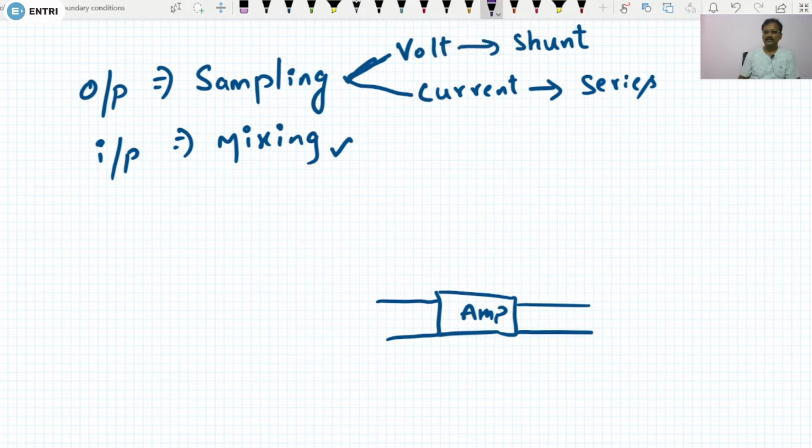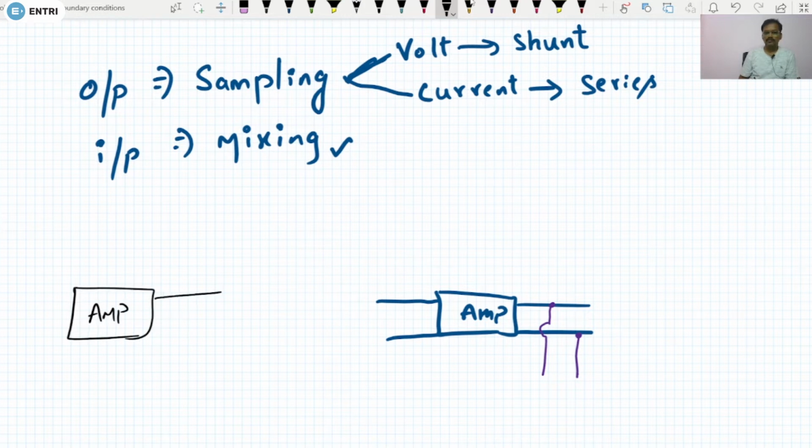At the output, you are sampling the voltage. If you want to sample the voltage, you have to take the voltage here like this. This is called sampling the voltage, which means you have to connect in shunt here. And if you want to sample the current, in that case how do you have to connect? See here, I am talking about the output.